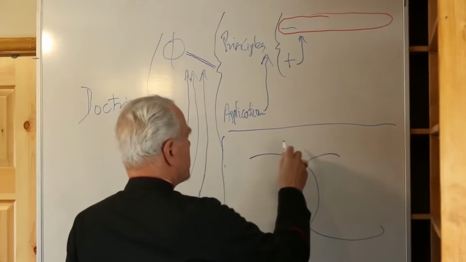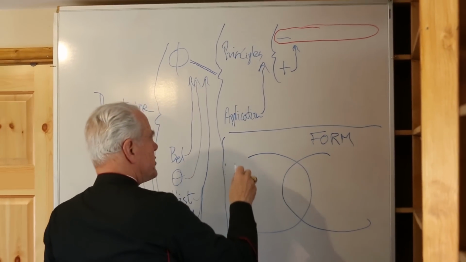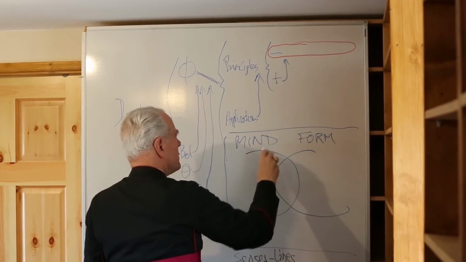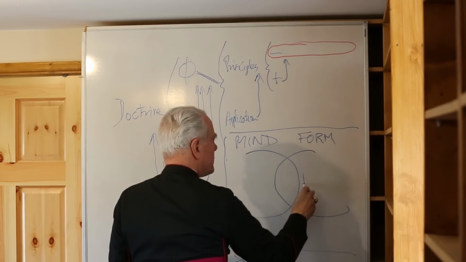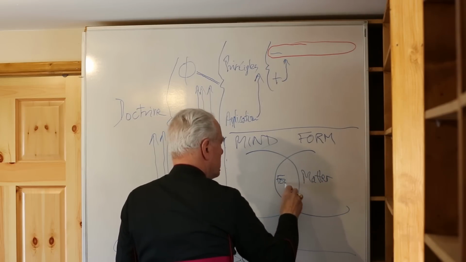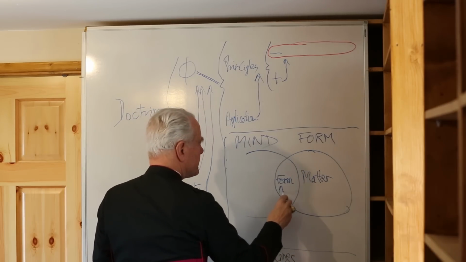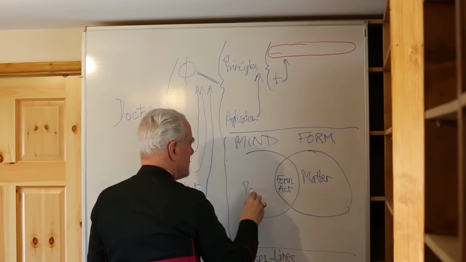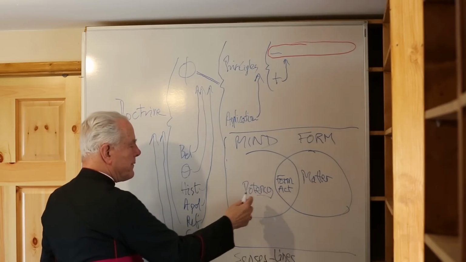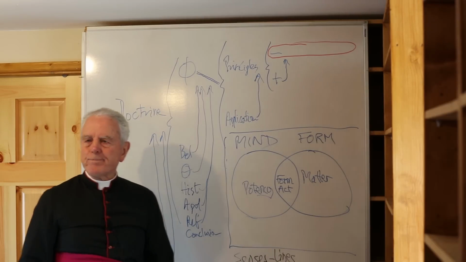So what have we got? We've got the intelligible form and the intelligibilizing and intelliging mind. So the form is composed of matter and form. The mind is act and potency. Potency meaning passiveness.